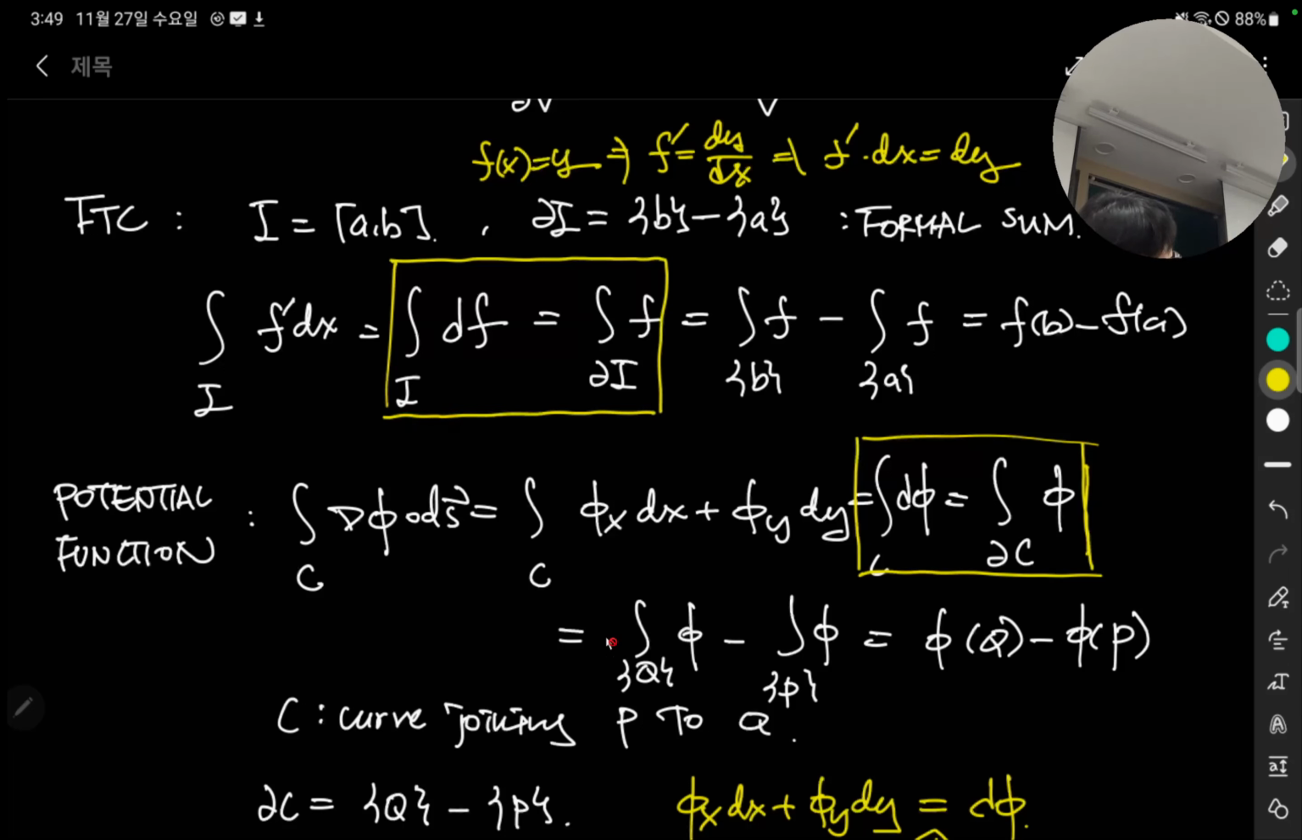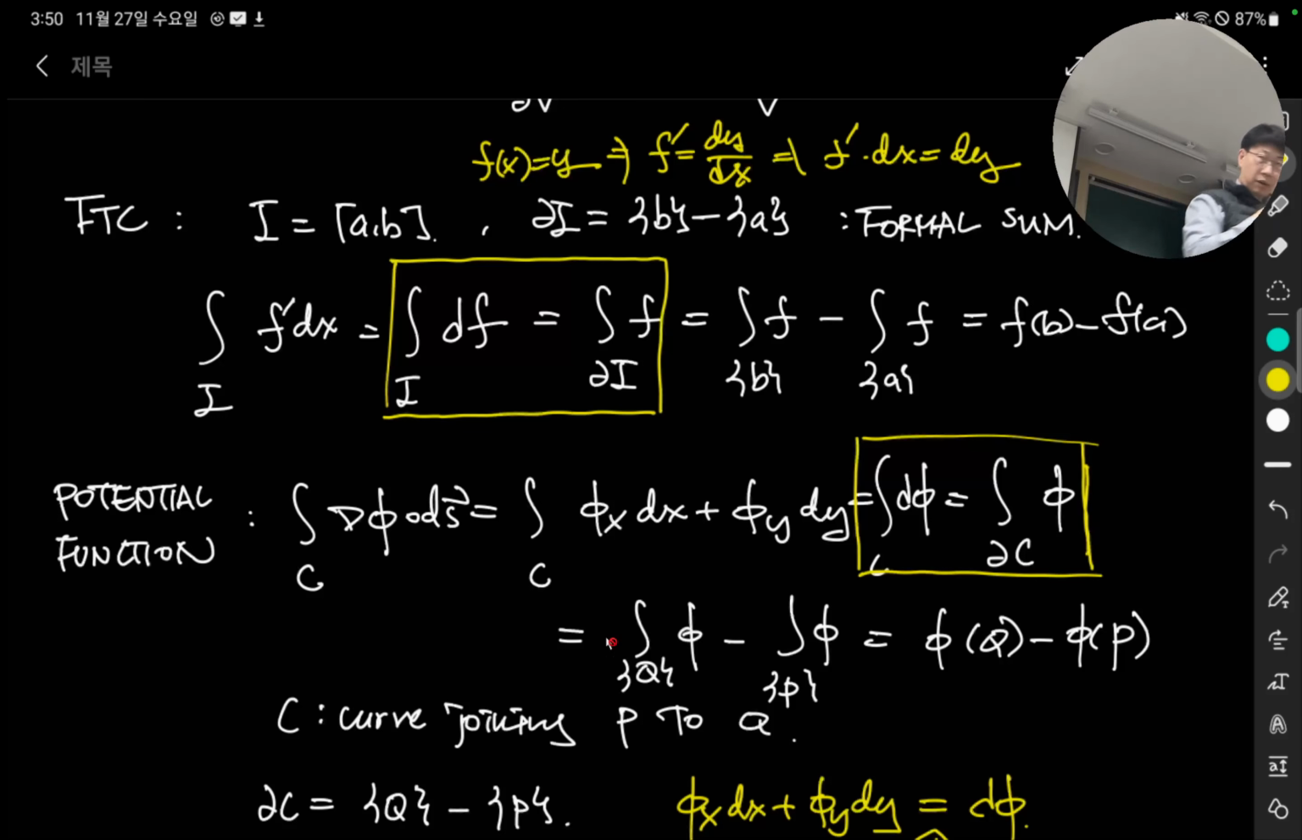So the fundamental theorem of calculus can be written as the integration of df, the small change of a function over the line, and it's equal to the total change from the start point to the end point of the function, and same thing for the line integration of a potential function in two-dimensional space. So that makes sense. It really makes sense.